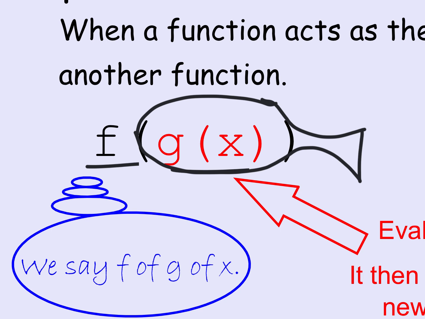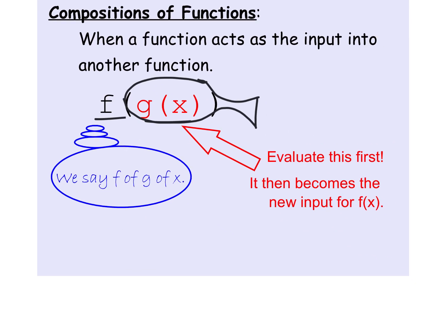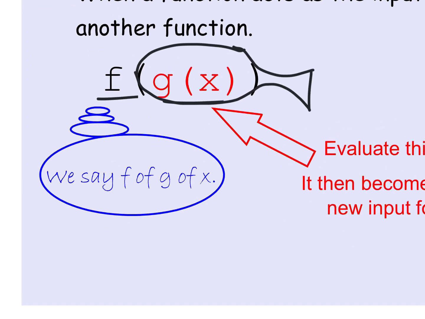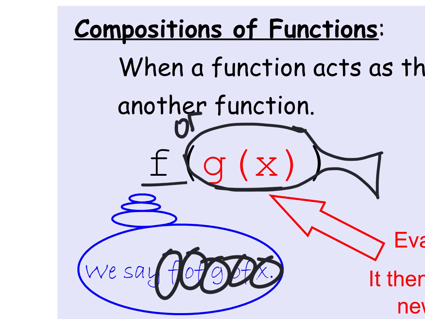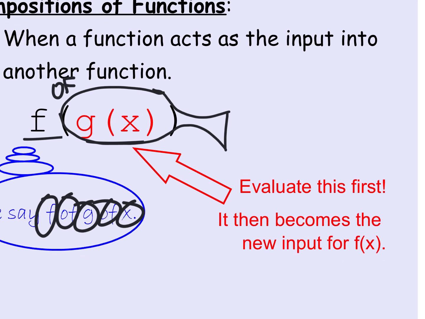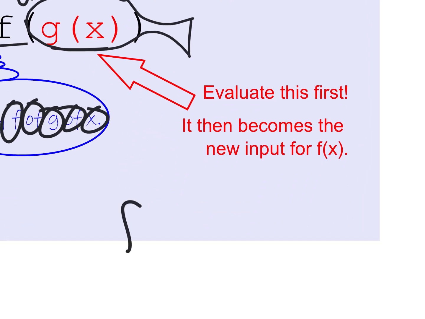So the f function ate the g function. The way we say that is f of g of x. So this is like f of g of x. All right, that's how you say it. So if I wanted you to do f of g of x, which one got eaten? Look, he's inside the other one. Which one got eaten? g of x.